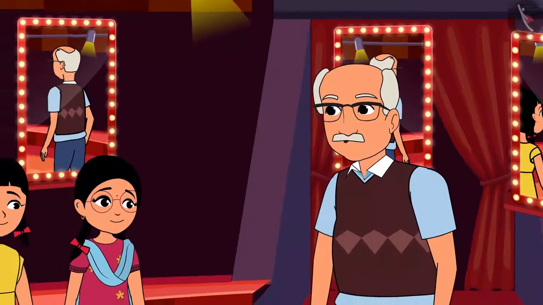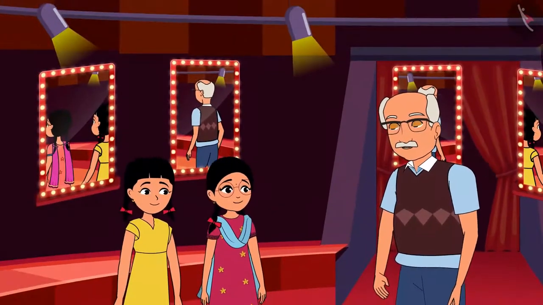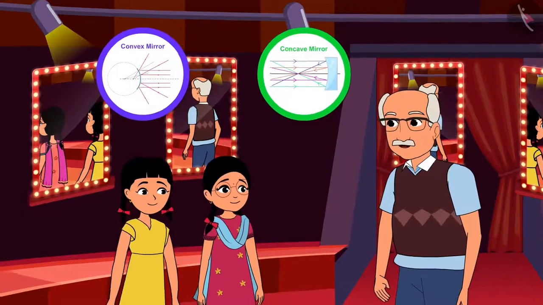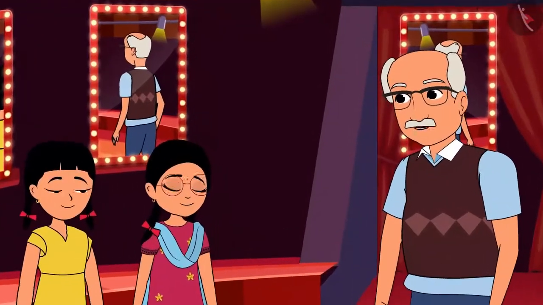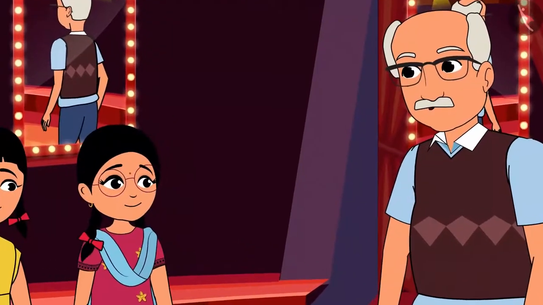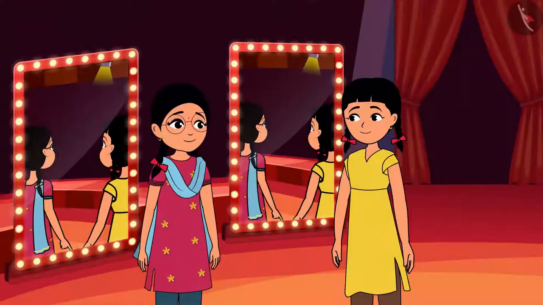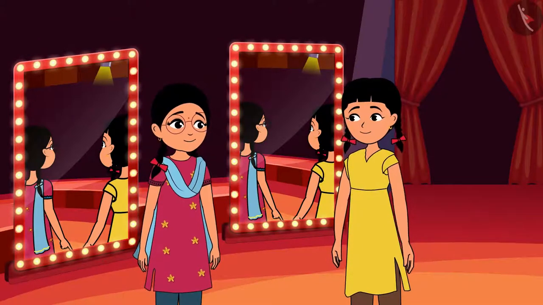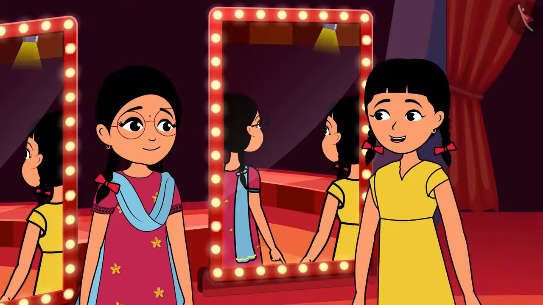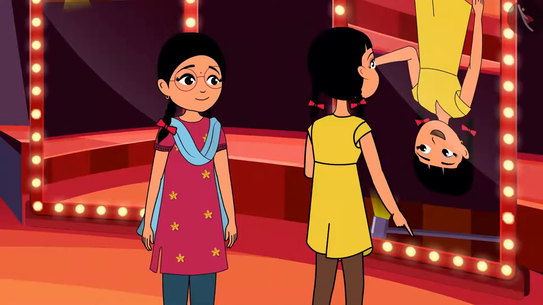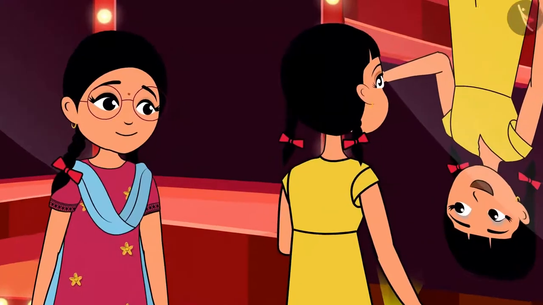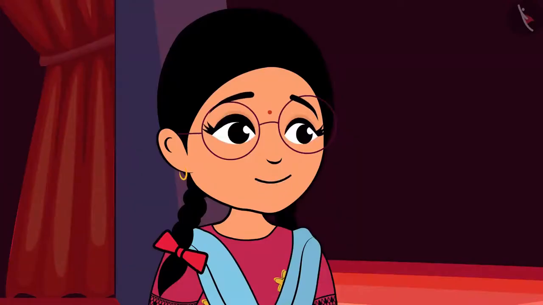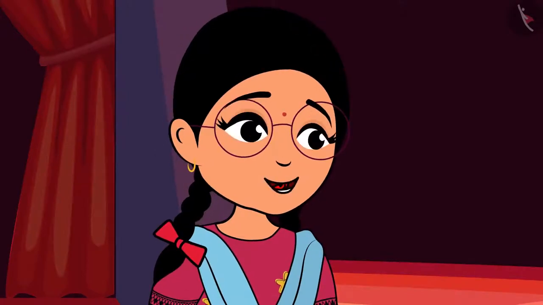There are many types of mirrors here, and here are convex and concave mirrors. This is why we are all looking fat, small, big and weird too. I have to find out how different they are from each other. Let's go to each mirror. Rinku, look at this. My reflection in this mirror is seen upside down. But now, when I have come so close, I'm looking so big.